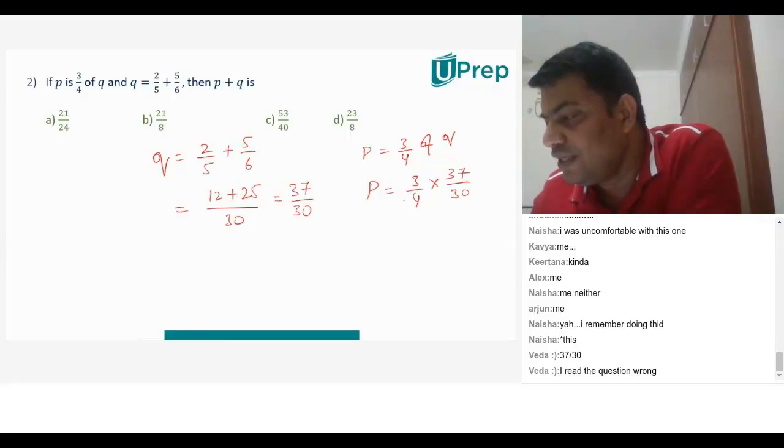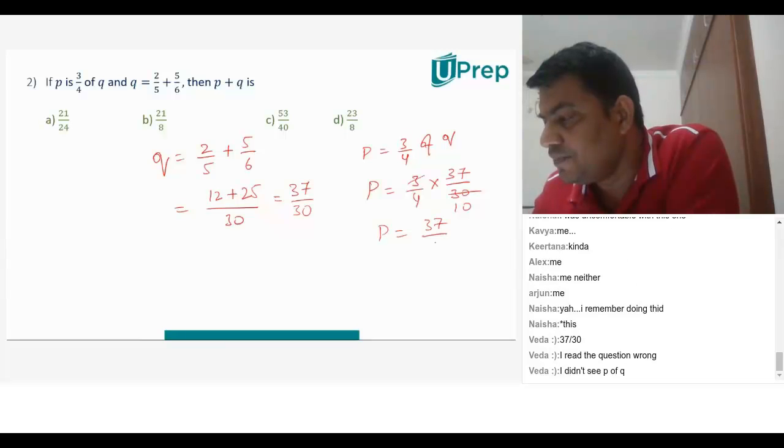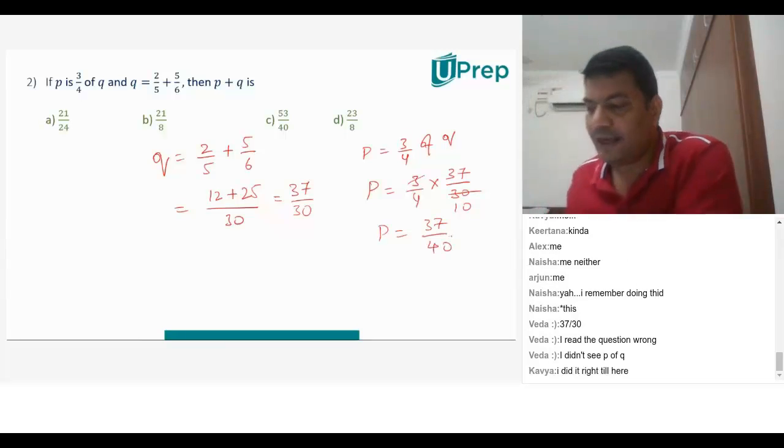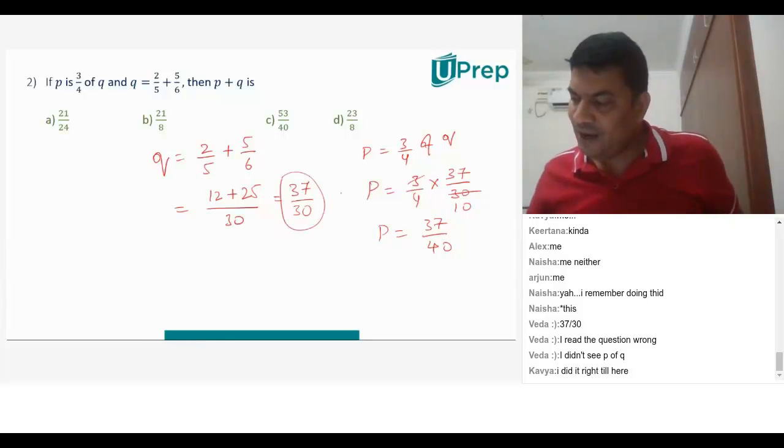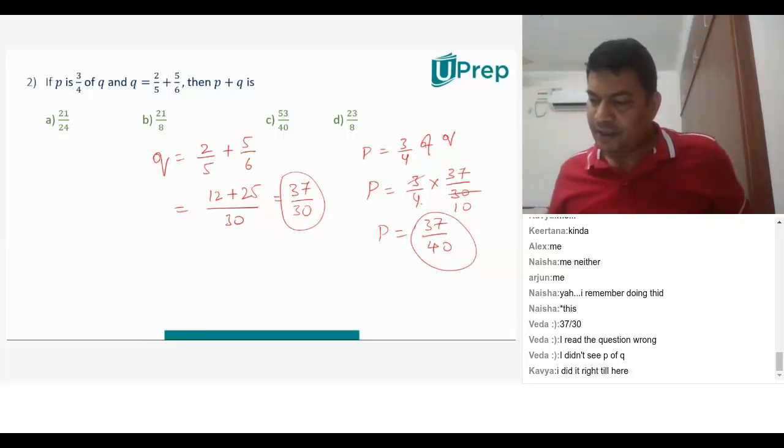Q is 37 by 30. So if you do that, 3 and 30 can be cancelled. 3 ones are 3, 3 tens are 30. Very good. And so P will become 37 by 40. Correct. So you have 37 by 30 and you have 37 by 40.